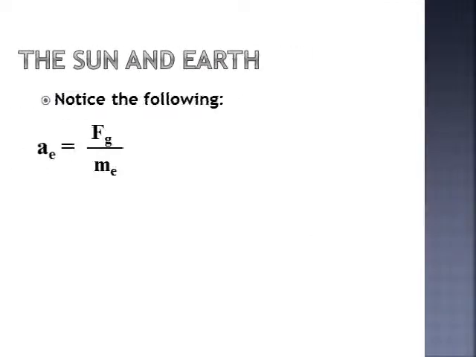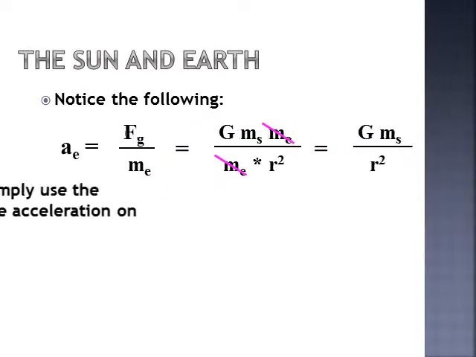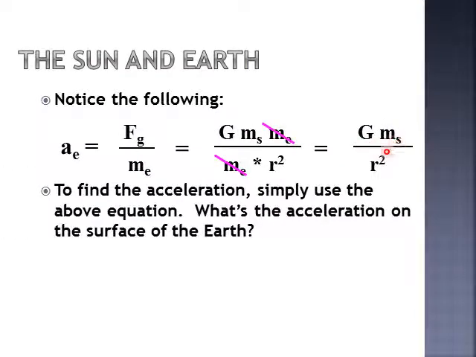So something to notice with this: we used this equation in the previous slide to find the acceleration, with the force of gravity divided by the mass of the Earth. Well, we use the force of gravity equation, gravitational constant times mass of the sun times mass of the Earth divided by the distance between the two squared, and then we divide it by the mass of the Earth. Notice the mass of the Earth actually cancels, and we just have the gravitational constant times the mass of the sun divided by the distance between the Earth and the sun squared. Something interesting about this is we don't even need to know the mass of the Earth in order to figure out the acceleration.